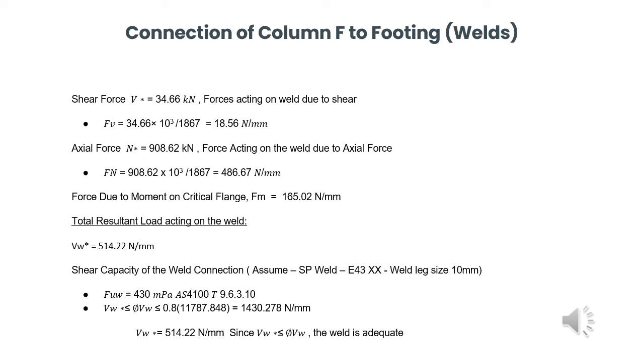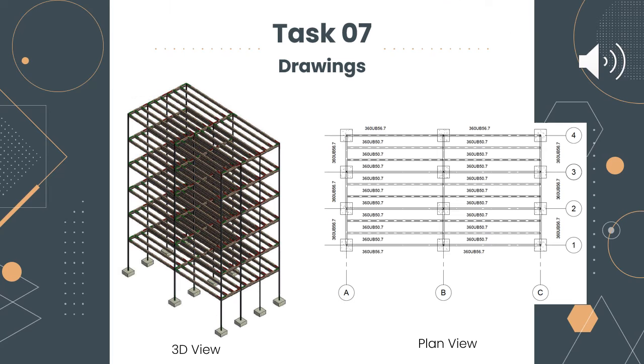Shear force acting on the weld is 18.56 Newton per millimeter, and axial force is 486.67 Newton per millimeter. Moment is 165.02 Newton per millimeter. These are the forces that are acting on the weld. So the total resultant load acting on the weld is 504.22 Newton per millimeter. But the weld is designed to withstand a load of 1430.278 Newton per millimeter, so it is adequate.